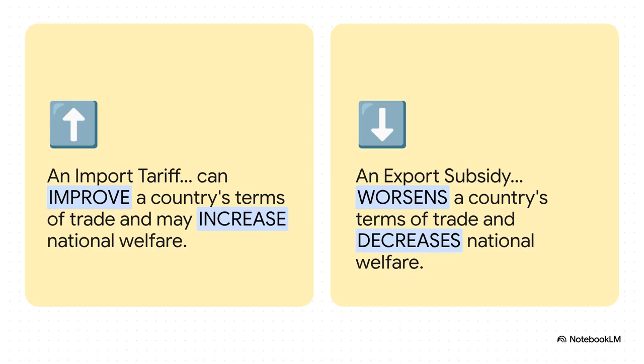So the main takeaway here is really simple. Tariffs and subsidies are polar opposites. A tariff, by making imports more expensive, can actually improve a large country's terms of trade, and maybe even its overall welfare. But an export subsidy, where you're paying your own companies to sell more stuff abroad, does the exact opposite. It tanks your terms of trade, and is basically like sending a check from your taxpayers to foreign consumers.